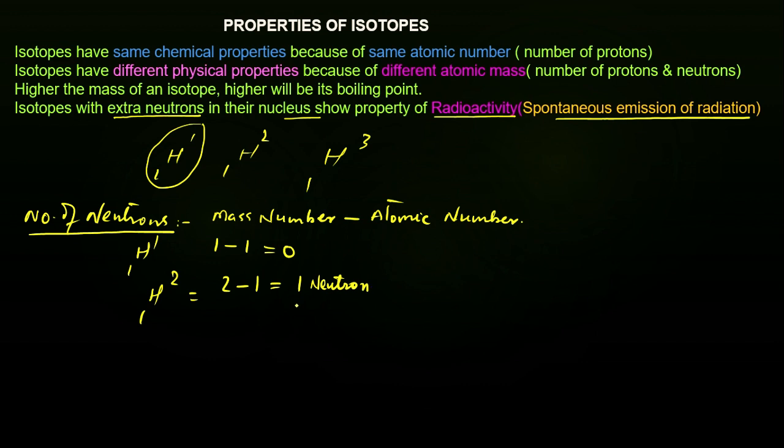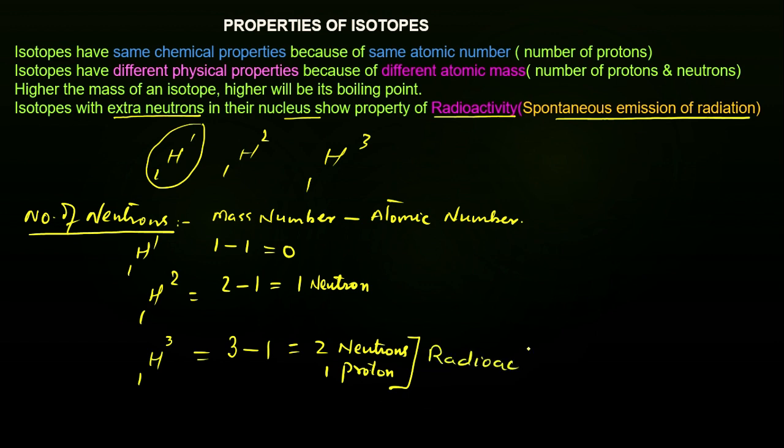So 1 proton, 1 neutron, no radioactivity, because the number of neutrons and protons are exactly the same. In the third one, mass number is 3, atomic number is 1, so 2 neutrons are there in this nucleus and 1 proton. So clearly the number of neutrons is more, extra neutrons are present in this nucleus. So this is radioactive. Tritium is radioactive.